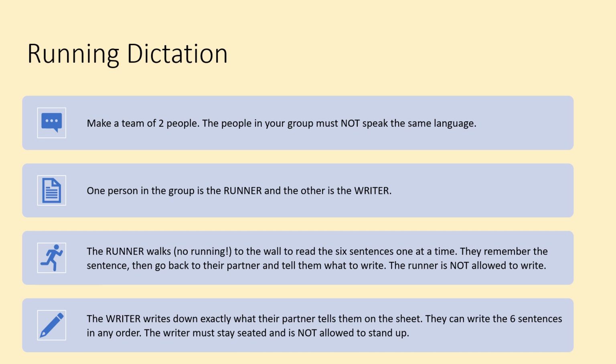They remember the sentence, then go back to their partner and tell them what to write. The runner is not allowed to write. They're only allowed to retell what they remember. So the writer writes down exactly what their partner tells them on the sheet. They can write the 6 sentences in any order. The writer must stay seated and is not allowed to stand up.